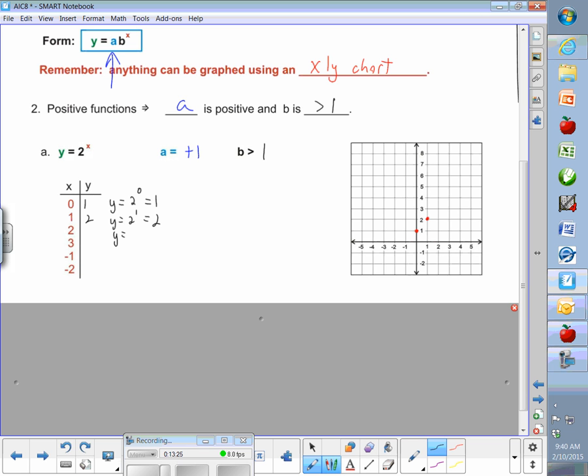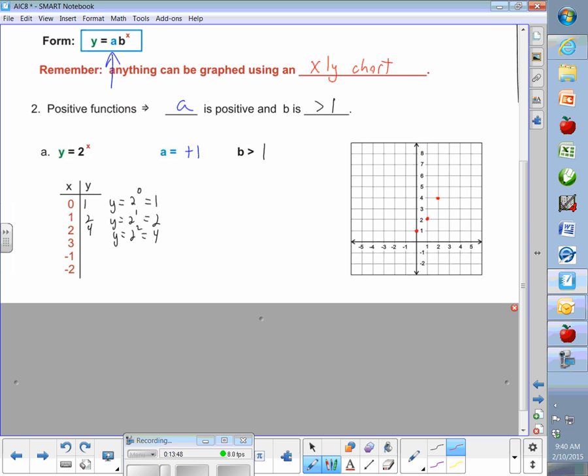Next is y equals 2 squared, right? I'm putting in the variable for the x value, right? XY chart. Left values are x's. We're finding the y values. We all know 2 squared is 4. So now plot the point (2, 4).